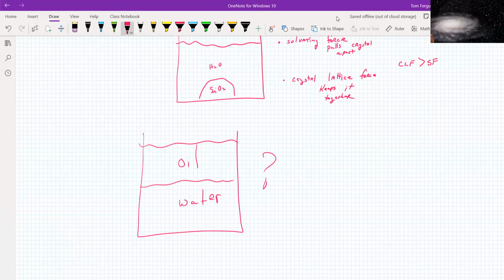Okay, so you all know that oil and water don't mix. Based on our previous discussion, why? One's polar, one's not polar.